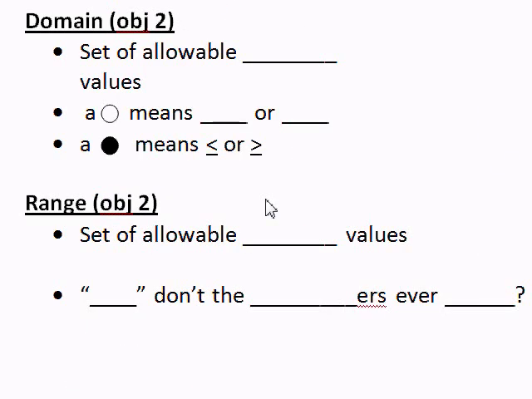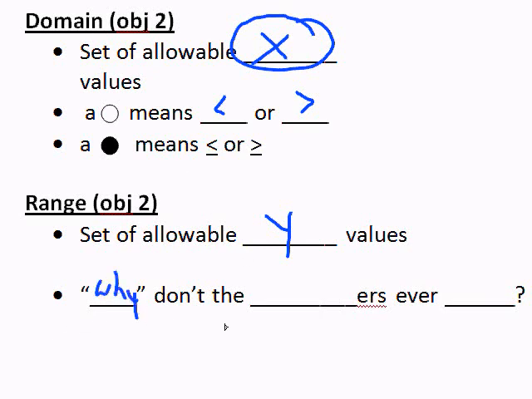Now, when we talked about functions, there was something that we did not mention, which was domain and range. The domain is the set of allowable, or just all of your x values, domain being x. Note that when we're graphing, an open circle means less than or greater than, and if the circle's closed in, you'll see an example of this in a second, it means less than or equal to or greater than or equal to.